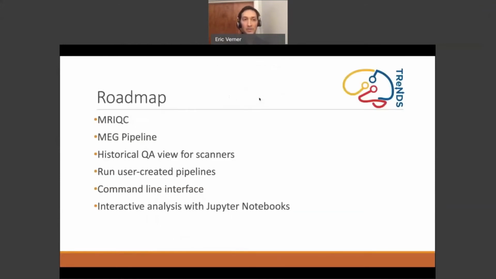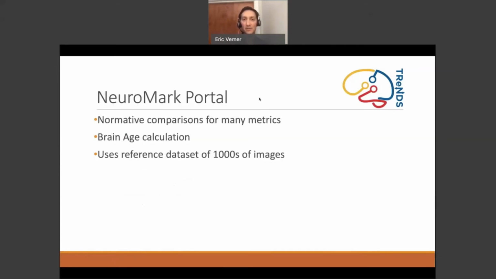In the future, we're going to do MRI QC and MEG pipeline, a historical QA view, allow users to run their own analyses, and further develop our command line interface. We're also going to do Jupyter notebooks to let users do interactive analyses. Furthermore, we have a Neuromark portal, which will allow people to do normative comparisons of their data against a reference data set of thousands of images. This includes a brain age calculation.